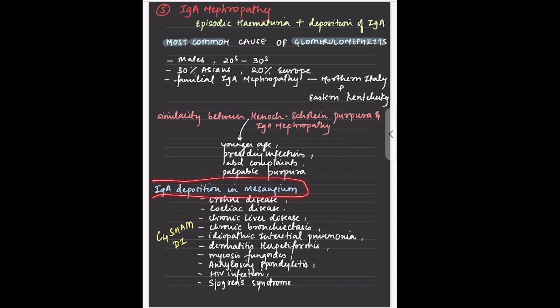This IgA deposition in the mesangium also occurs in chronic liver disease, Crohn's disease, celiac disease, chronic bronchiectasis, idiopathic interstitial pneumonia, dermatitis herpetiformis, mycosis fungoides, ankylosing spondylitis, HIV infections, and Sjogren's syndrome. So I have made a mnemonic, you can make yours.